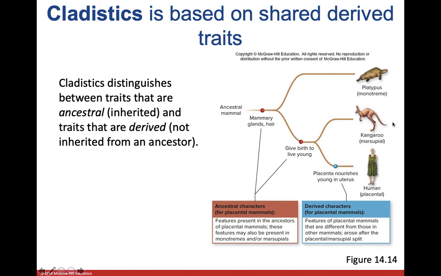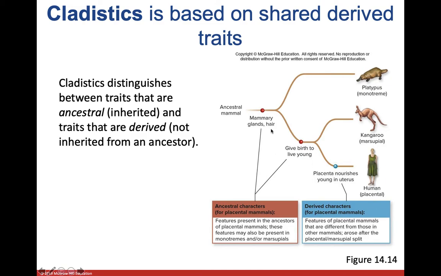Kangaroos, being marsupials, have little babies that are born very prematurely. They are not attached to a placenta. However, humans and other mammals like deer and dogs are going to have placental birth. So that placenta is going to be a derived characteristic. It's only found in placental mammals.